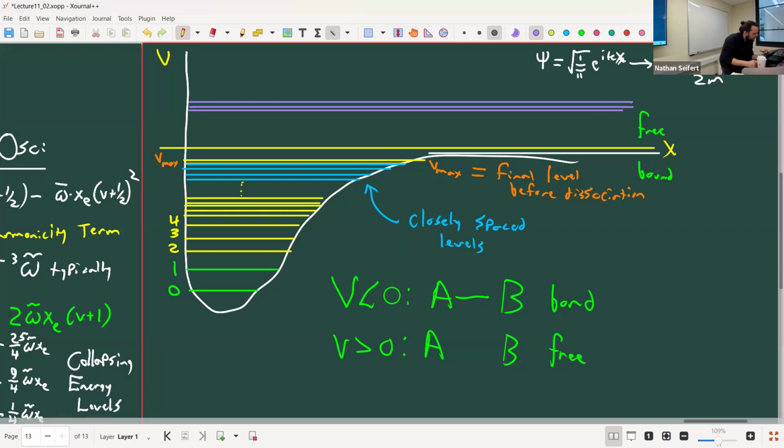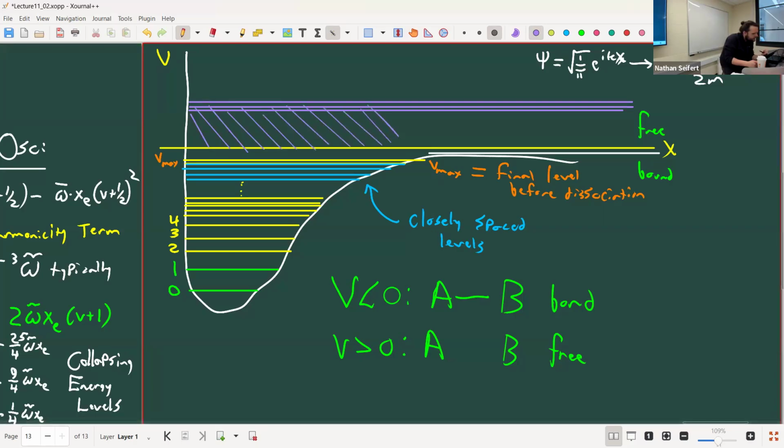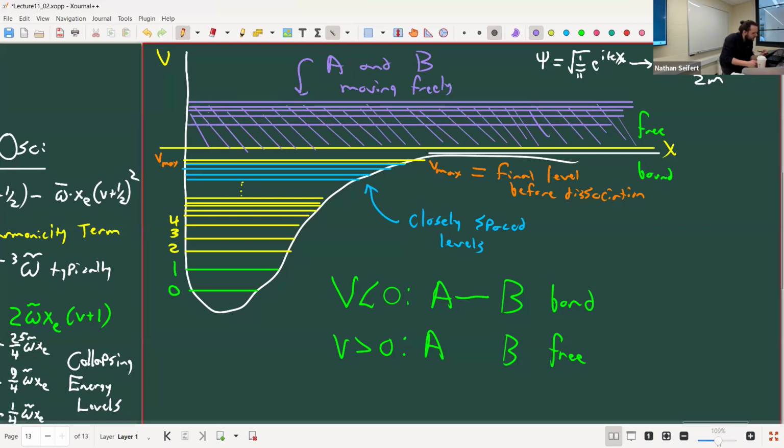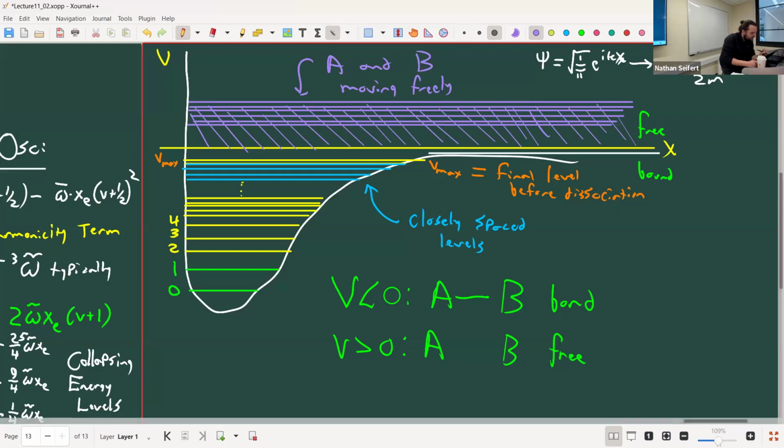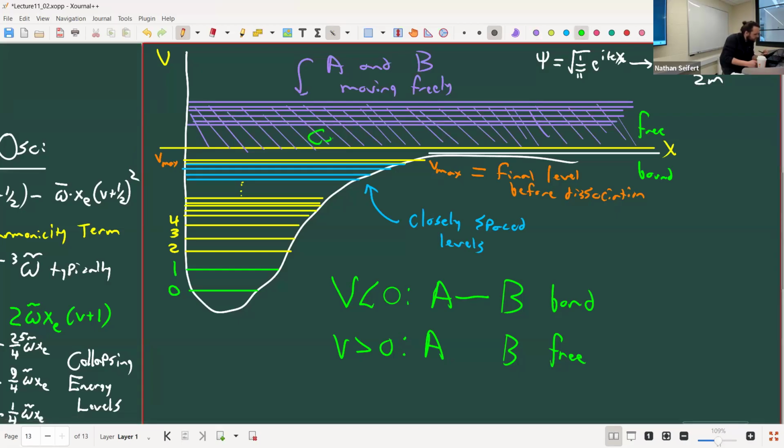which I can just kind of draw like this, right? Just a band of free energy levels. So these are free particle energies, right? These levels here are A and B moving freely. And they're continuous. This is a continuous set of energy levels.